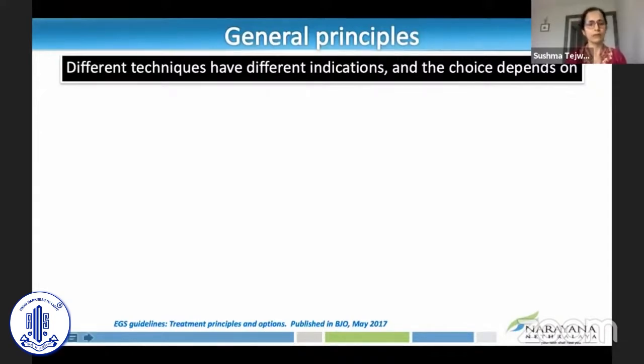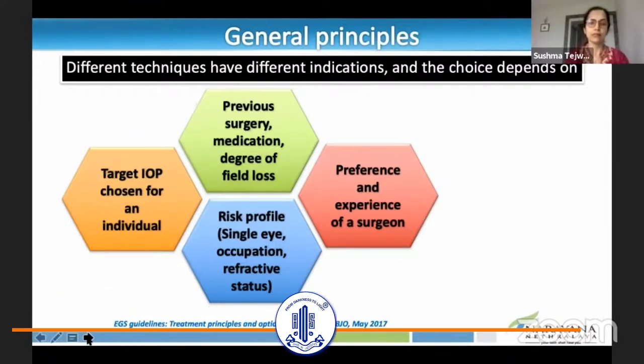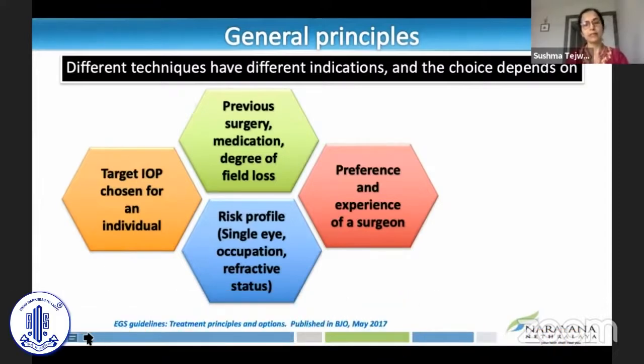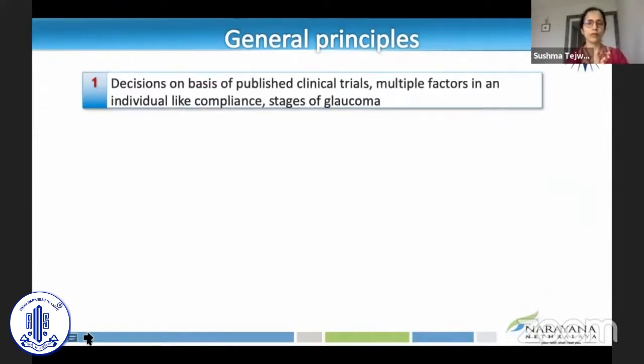So the choice depends on multiple things. First and foremost, as already discussed very well, the target IOP chosen for an individual. And then we have to look at the previous surgeries done in a given patient, the medication he's on, the degree of field loss, which is very well explained already, the risk profile of the patient, and also the preference and experience of the surgeon in a given technique. Last but not least, it also depends on the patient's opinion, expectations, and the post-operative compliance that we expect. And that is how we decide what surgery we are going to do and when.